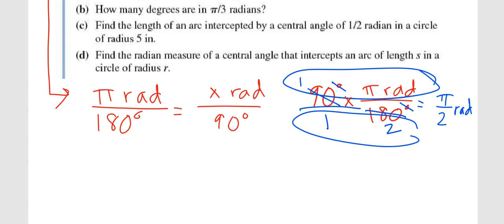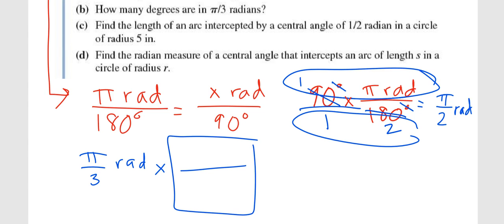How many degrees are in pi over 3 radians? I would recommend, yeah, you can set up a proportion. If you like to set up the proportion, you can do that. But I am going to recommend that you get used to the idea of doing the factor label method. So what fraction am I going to put here? Your choices are pi over 180 or 180 over pi. It has everything to do with knowing which unit you want to get rid of.